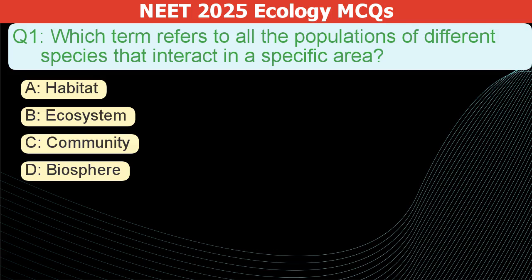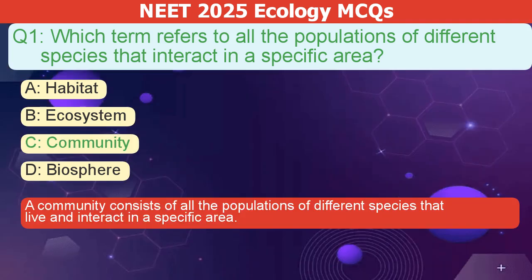Which term refers to all the populations of different species that interact in a specific area? A. Habitat. B. Ecosystem. C. Community. D. Biosphere. The correct answer is C. A community consists of all the populations of different species that live and interact in a specific area.